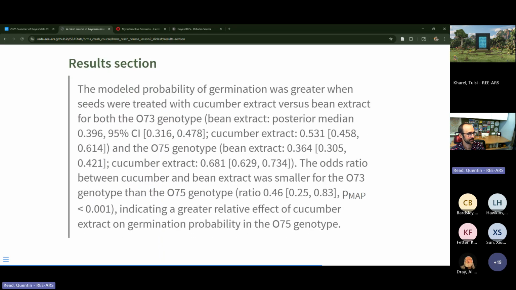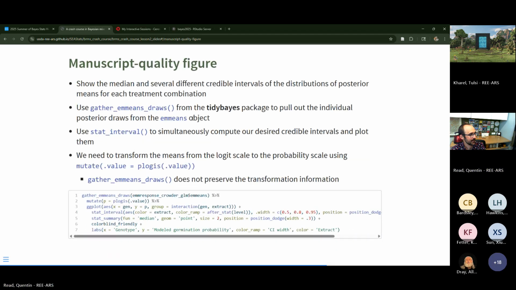And results, you sort of talk about what the different point estimates were, and you can put credible intervals in there, and you can put the Bayesian p-values in as well. Say, well, the odds ratio between cucumber and bean extract was smaller for one genotype than the other. Here's the ratio and its interval and a p-value. So that's how I would talk about it in a manuscript. And I also included a figure and a table that you could put as well.